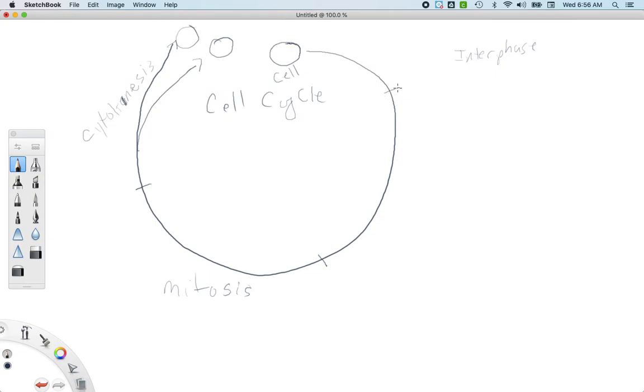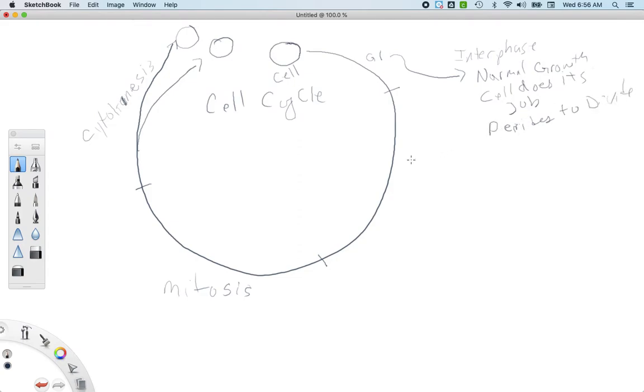Interphase, we also know, was divided into parts. The first part we talked about is G1. In G1, we have normal growth. That cell is doing what it does, does its job. And for some reason, in this case, that cell decides to divide.